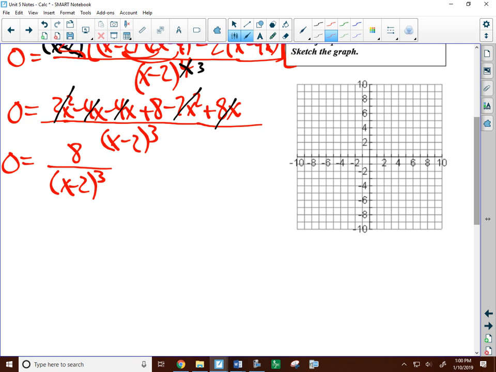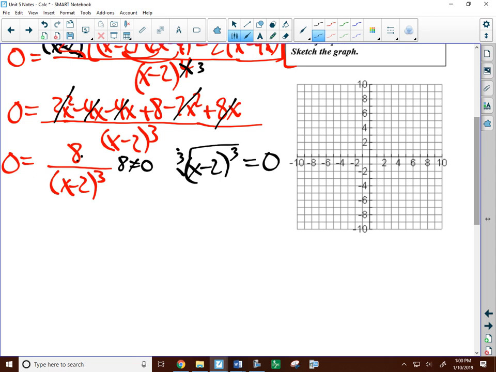Alright, so yeah, second derivative, we simplified a lot, got there. That's great. We now need, not critical points this time, possible points of inflection. That's just where the numerator or denominator is equal to 0. 8 equal to 0. Not true, won't give us any solutions. However, the bottom, when I set it equal to 0, x minus 2 cubed equals 0, I'm going to get 2.